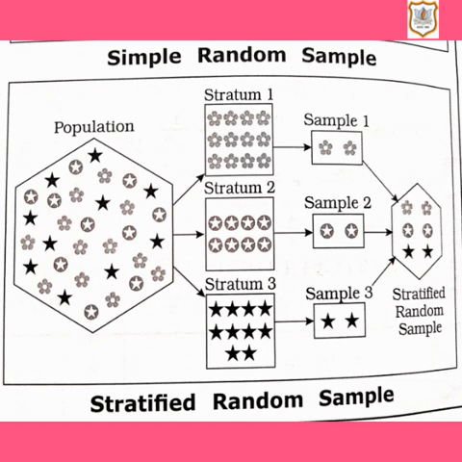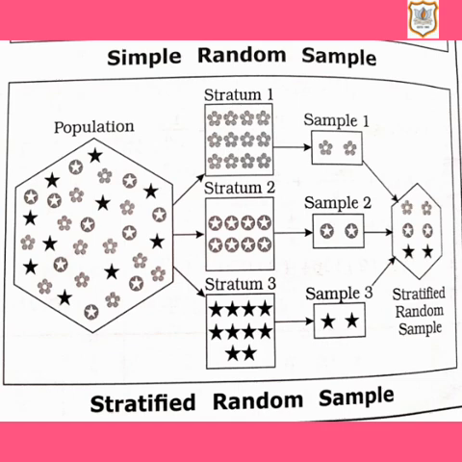In the diagram also you can see the whole population is heterogeneous. One is flower, other is black star and the other one is white star. So the whole population is of different kinds, and then it is first divided into groups of homogeneous nature. That means those of the same nature will be in one group, those of another nature will be in the second group, and those of the third nature will be in the third group. That is called stratum 1, stratum 2 and stratum 3.